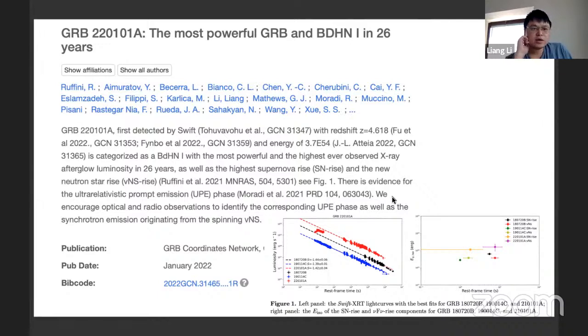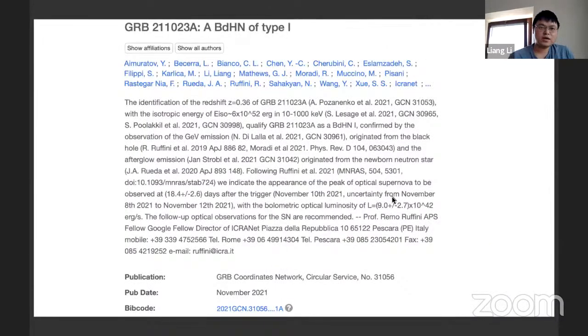We found that GRB 220101A can be identified as the BdHN I class. We also found another burst, which can also be identified as a BdHN I class burst.